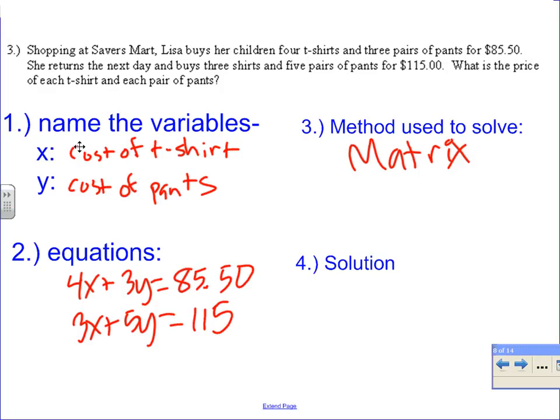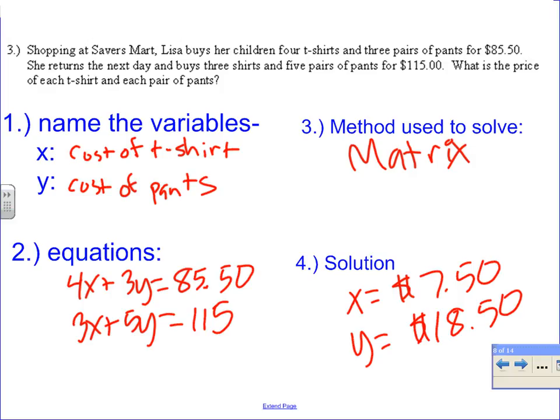All right, Matthew, what'd you get for X? What'd you get for Y? Good. So $7.15, and you said 18.5? Okay. Melissa, you're fine. Okay, so the cost of the t-shirts, which is X, is $7.50. The cost of the pants is $18.50. Easy. Okay, number 4, I'm going to have you guys do the whole thing on your own.